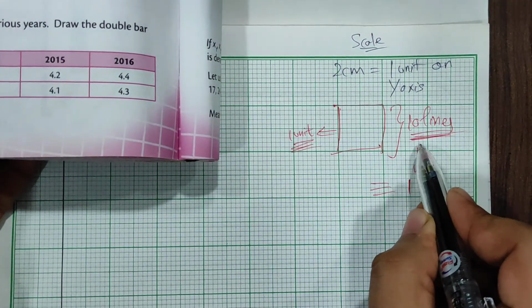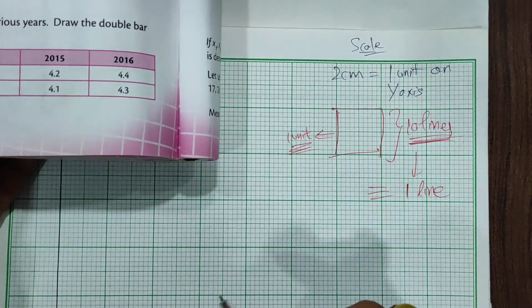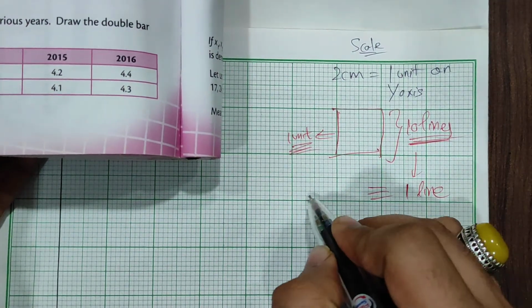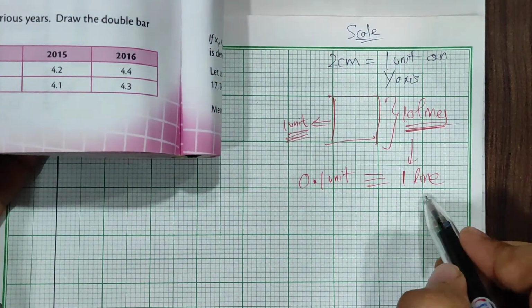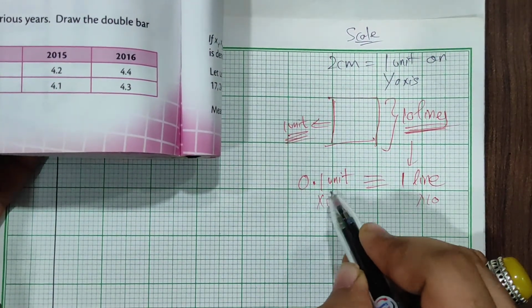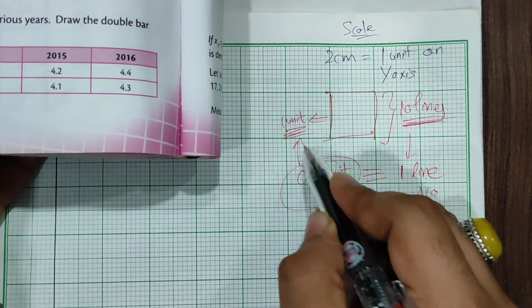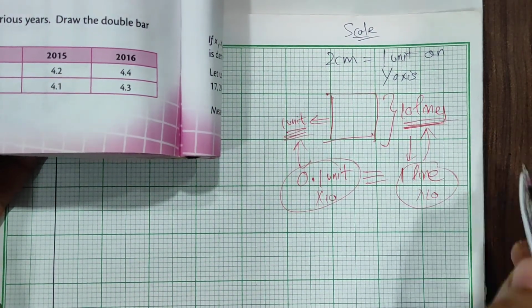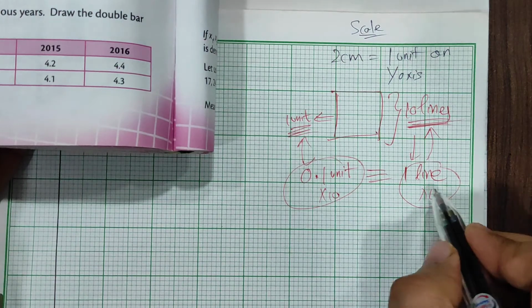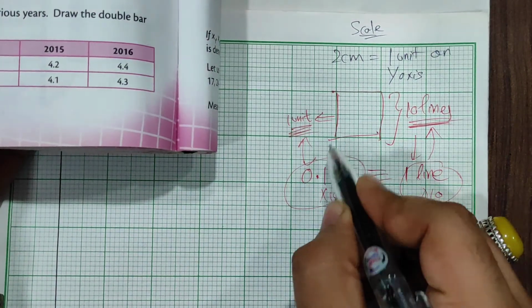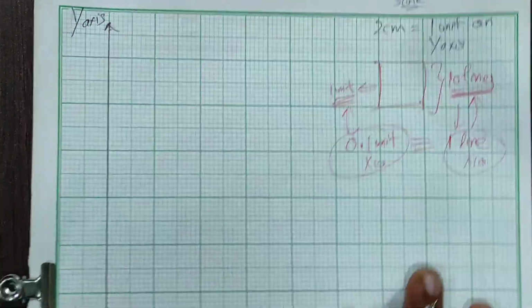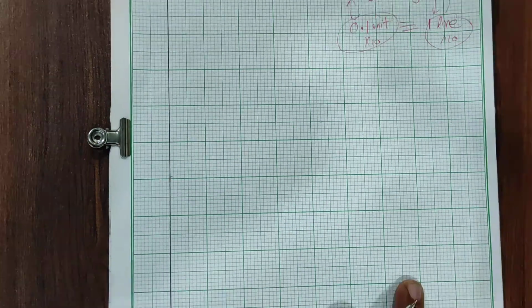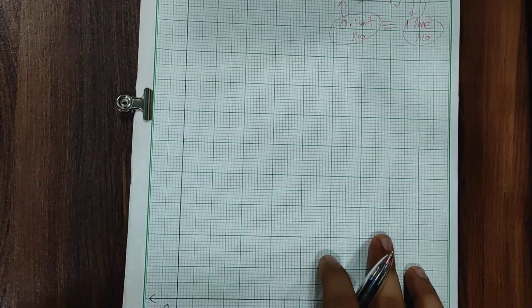If 10 lines correspond to 1 unit, so one line will correspond to how much? 0.1 unit, right? Exactly. See, if I multiply this by 10 and this also by 10, so 0.1 times 10 gives me 1 unit, and 1 into 10 gives me 10 lines. Okay, so one small line is equivalent to 0.1 unit, and we want decimal points. So this will be perfect for us. So 2 centimeters equals 1 unit on y-axis. Okay, let us write fast, all of you, over here.